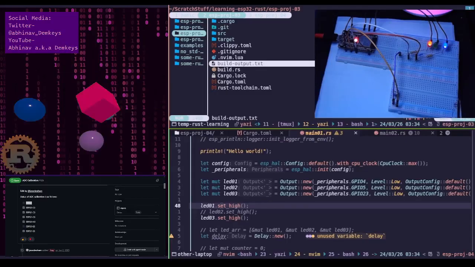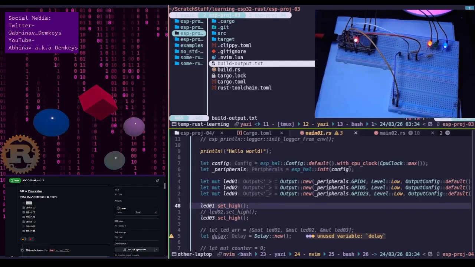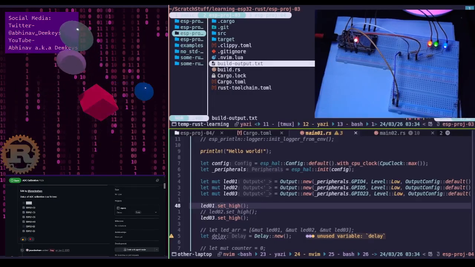We do seem to be dropping frames, so I need to pause. I need to do a couple of things to reduce the load on the connection. So just hold on. Okay, I think we should be good now. Yeah, I think we should be good.